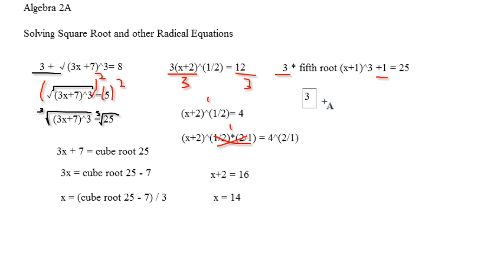And then I would change this to the power. So (x plus 1) raised to the 3/5 equals 24, because I minus the 1 earlier. Now I divide both sides by 3. So I get (x plus 1) raised to the 3/5 equals 8.